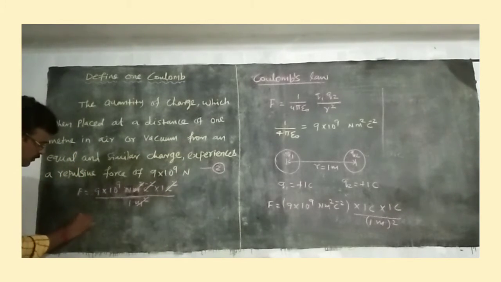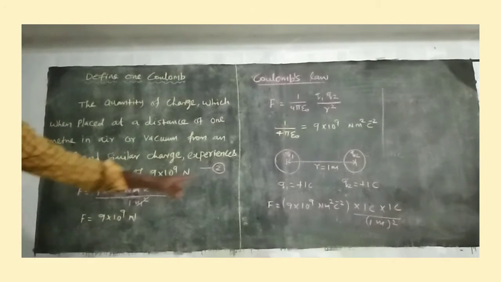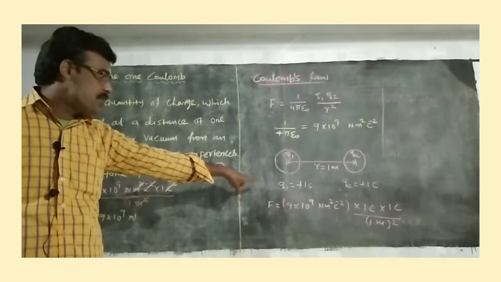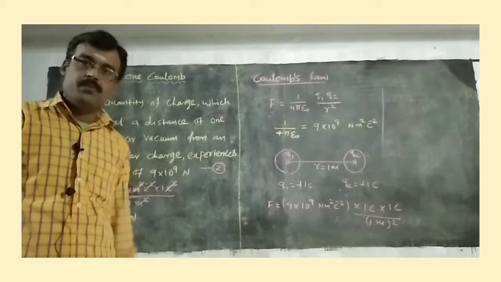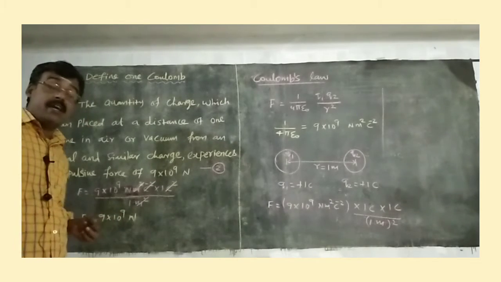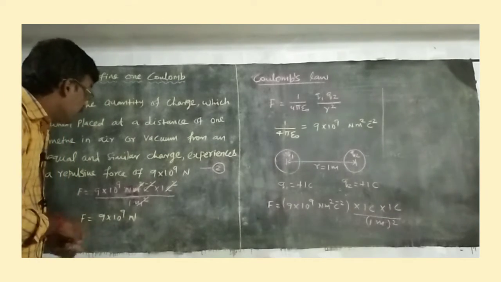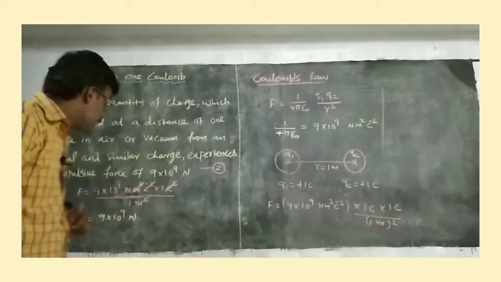So the force you can get is 9 into 10 to the power of 9 Newton. So whenever you take similar charges, a unit charge of 1 coulomb for Q1 and a unit charge of 1 coulomb for Q2, we get F equal to 9 into 10 to the power of 9 Newton. Between these two charges this creates a repulsive force.